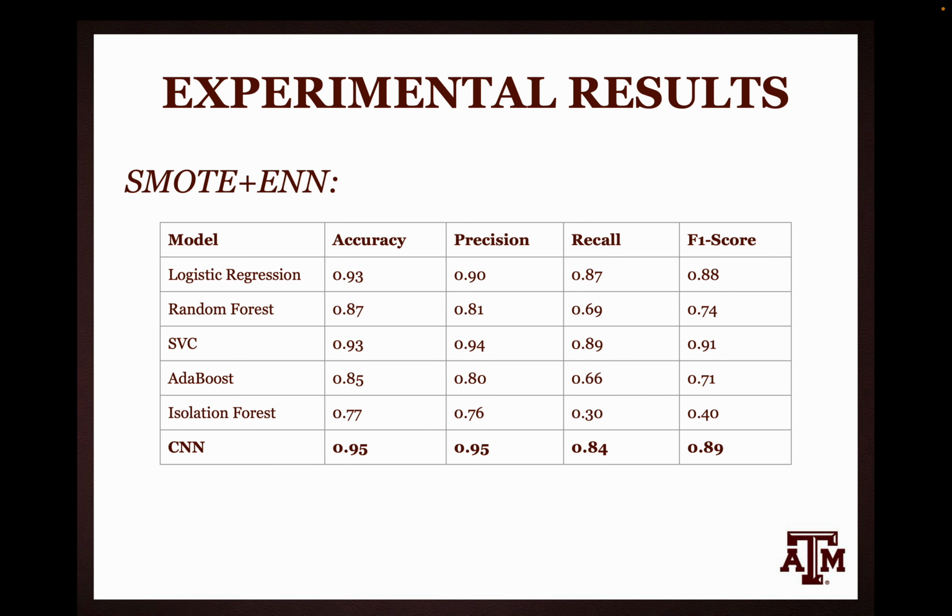The last technique employed is SMOTE plus ENN. This is also a hybridization technique, just like the previous one. But in ENN, the nearest neighbor of each majority class instance is estimated. If these nearest neighbors are misclassified, that particular instance of the majority class gets deleted. So this technique majorly focuses on eliminating noisy synthetic samples. In this technique as well, we see that CNN attained the highest accuracy of 95%, followed by SVC and logistic regression, which got an accuracy of 93%.